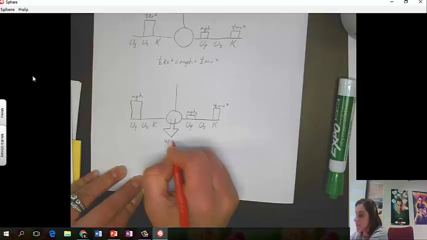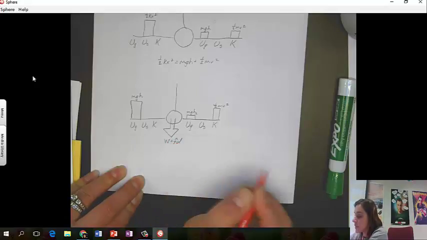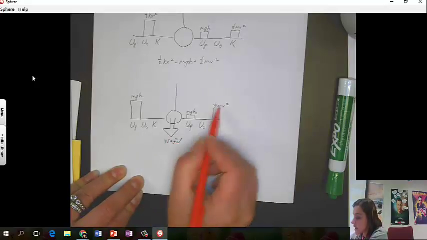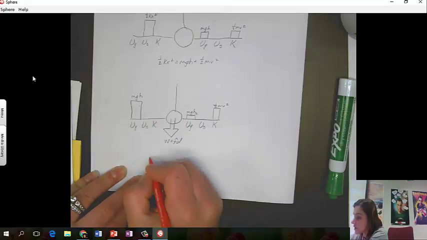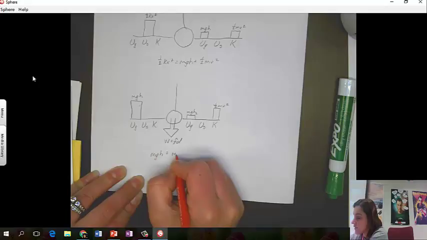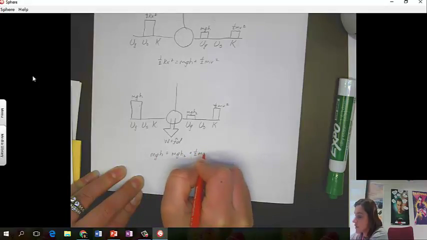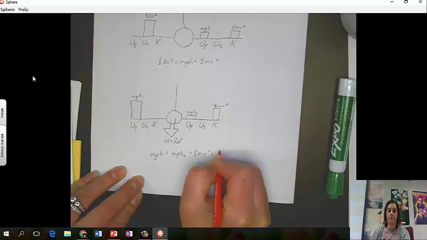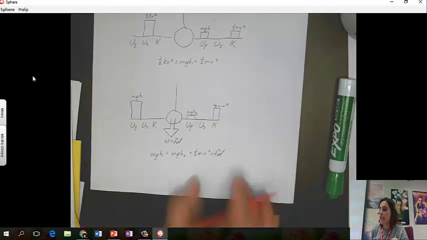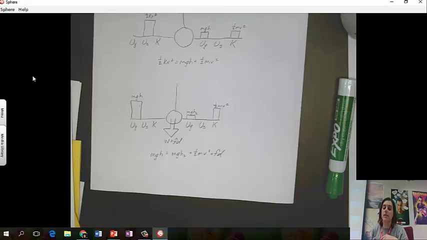So work is going to equal my frictional force times my displacement. If I want these two sides to be equal to each other, I would have to say mgh is going to be equal to mgh2 plus 1/2 mv squared plus the work that was done by friction, okay?